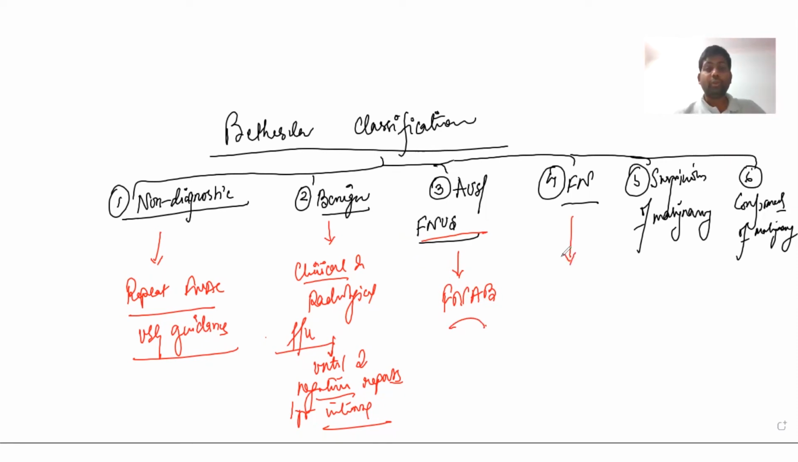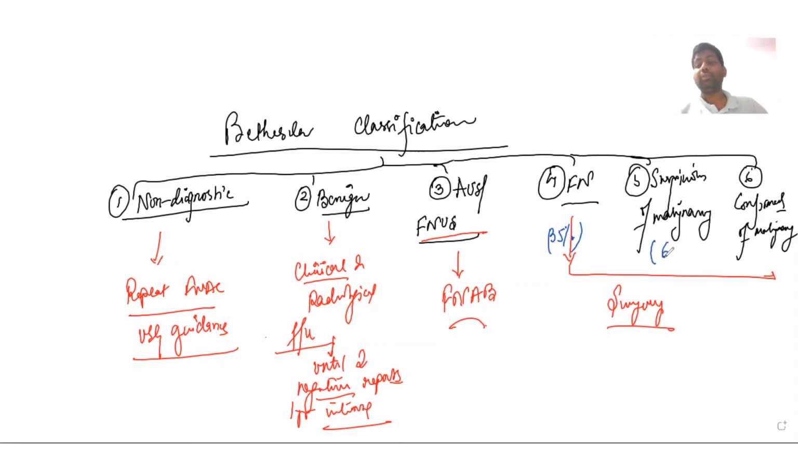Now, if we find that the report of Bethesda classification is from 4 onwards, that is follicular neoplasm onwards, in all these patients, we have to go for surgery because there is increased risk of malignancy. So what are the risks of malignancy? In follicular neoplasm, there is 35% risk of malignancy, whereas in case of Bethesda 5, that is suspicious of malignancy, there is 60% risk of malignancy, whereas in case of Bethesda 6, there is 97 to 99% risk of malignancy. So in all of the following conditions, we take the patient for surgery.